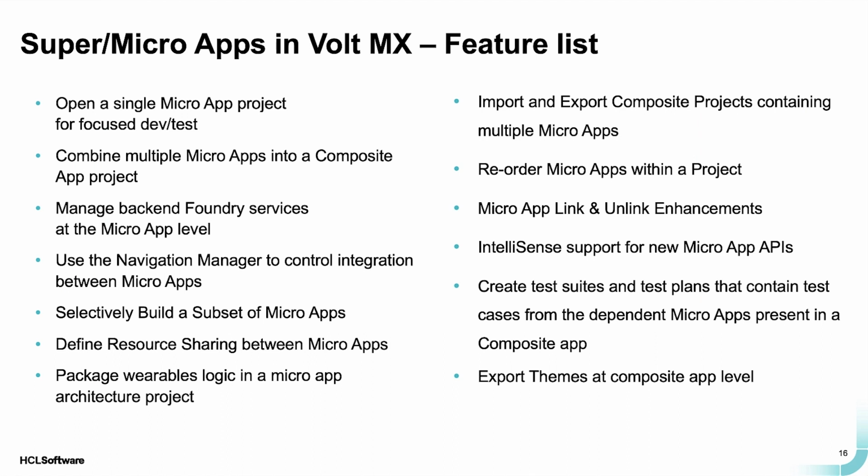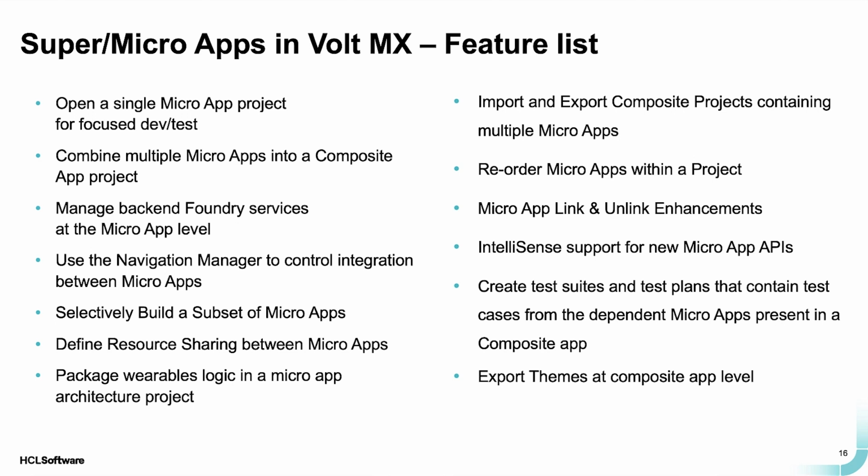Now, to list, we saw a lot of features that came as part of the micro apps, super apps, right? So you can open a single micro app project for focused development or testing. You can combine multiple micro apps into a composite or super app project. You can manage backend Foundry services at the micro application level. You can use the navigation manager to control integration between the different micro applications. You can selectively build a subset of the micro apps. You can define resource sharing between them. And we also added variables logic for them.